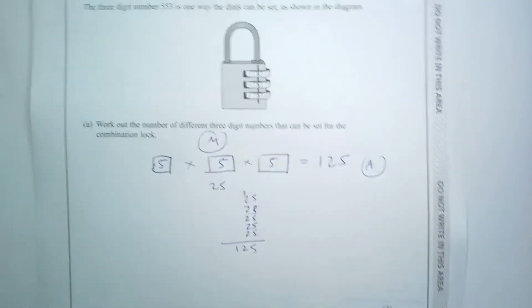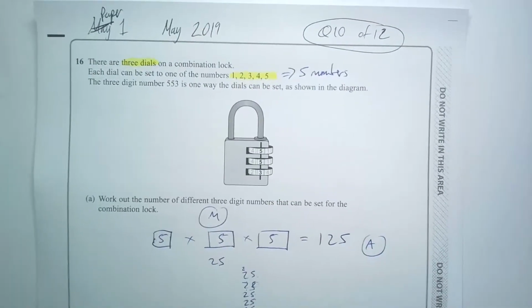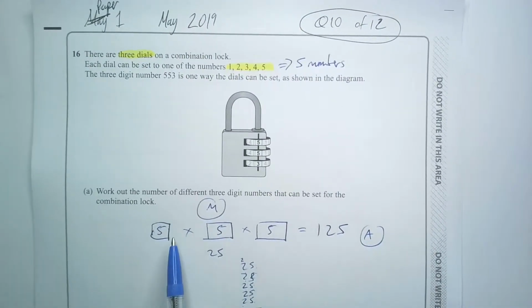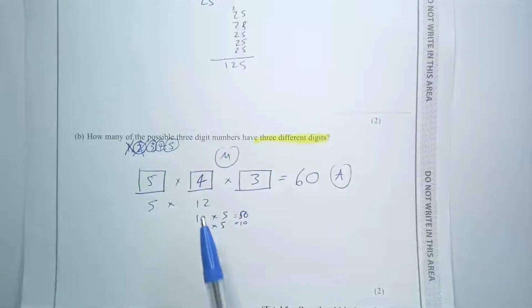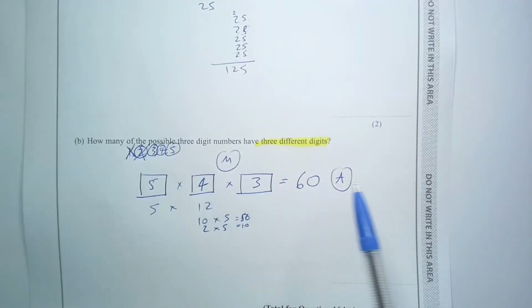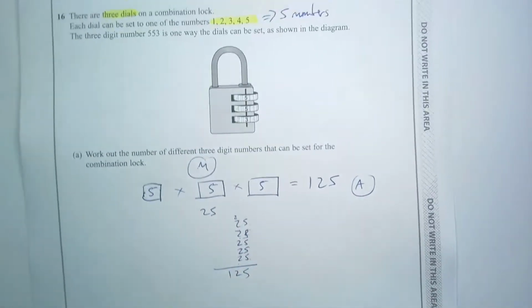So again, the questions are now getting slightly harder. You have the same skill. We are multiplying numbers, but we just have to be a bit more careful. The numbers are changing on this occasion.